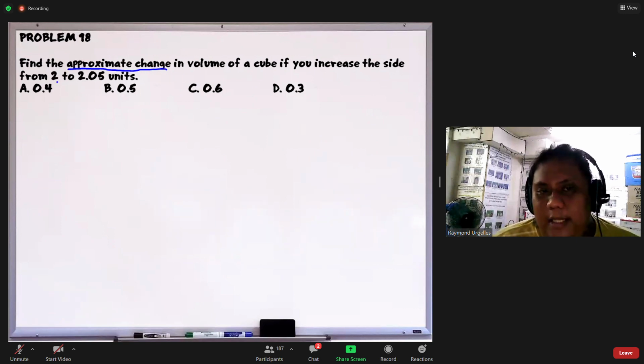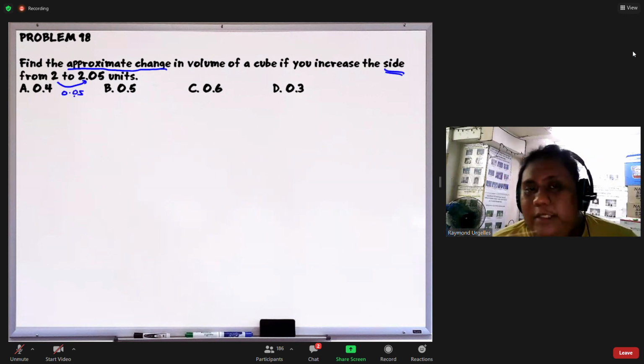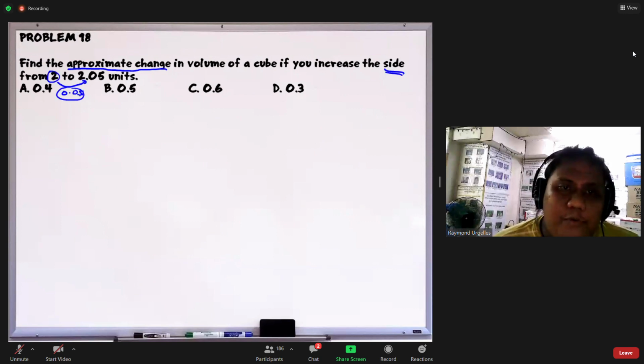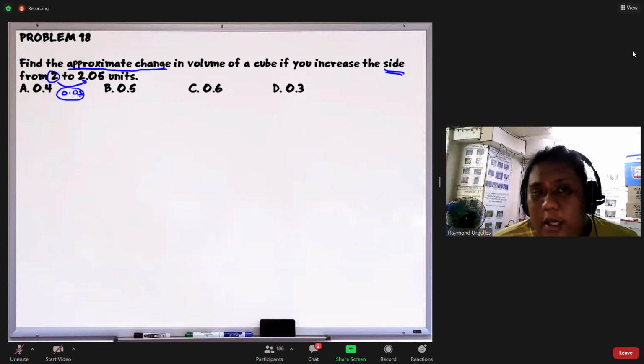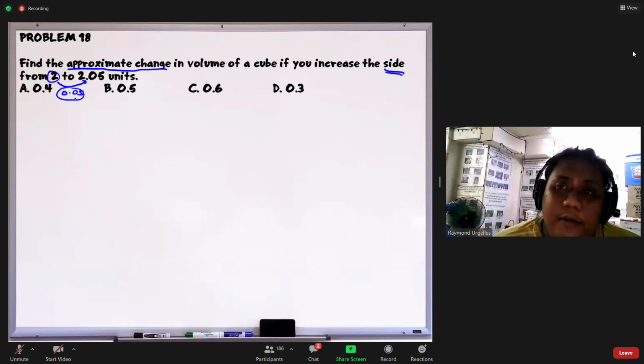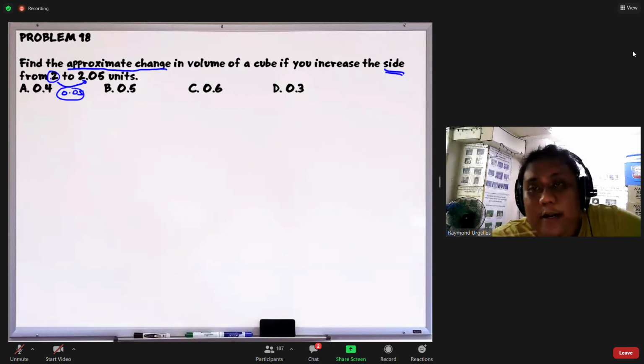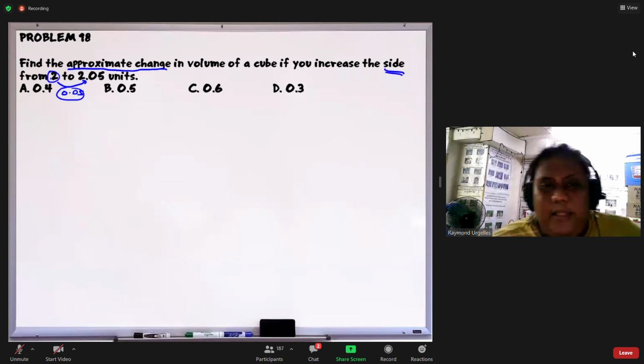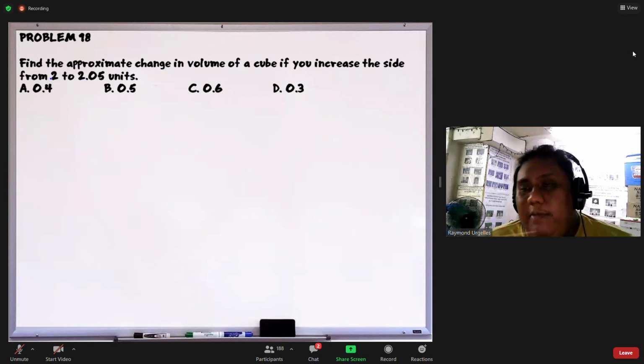Pangalawa, makikita natin that the change in the value of the independent variable natin, so yung measurement ng side natin, is just a change of 0.05. Nakuha ba? Kaya alam natin, this is a very small change compared dun sa 2. Ilang percent ba to? Mga 2.5%. Sobrang liit lang nito compared dun sa actual value natin. So pag mga ganyan lang yung change natin, approximation yung gagamitin natin dyan.